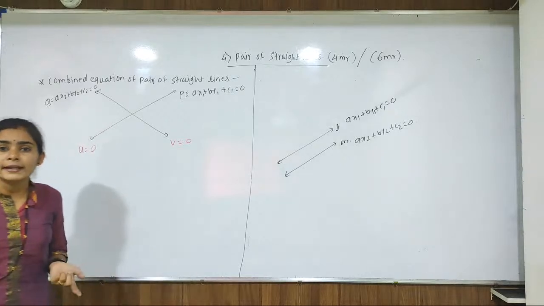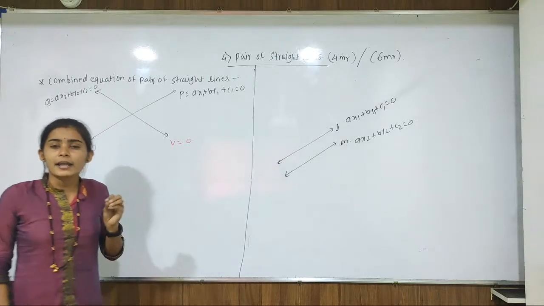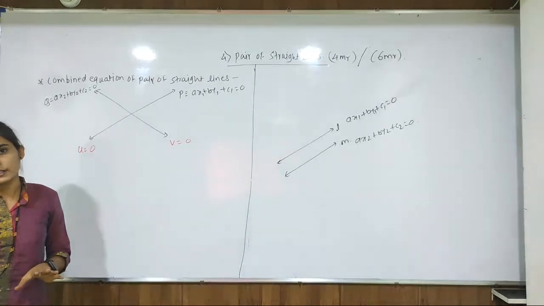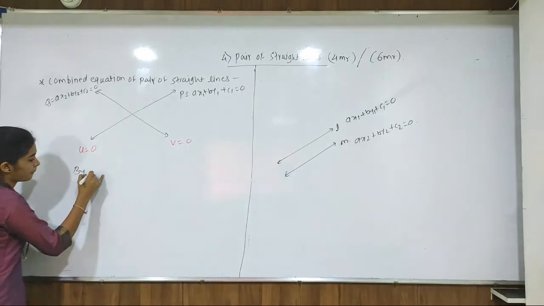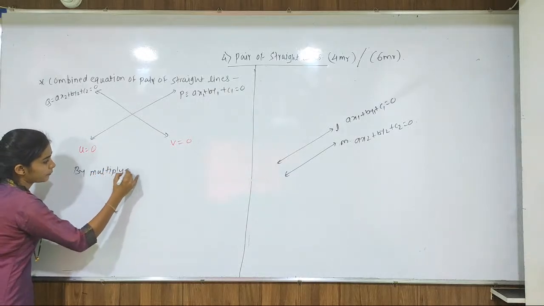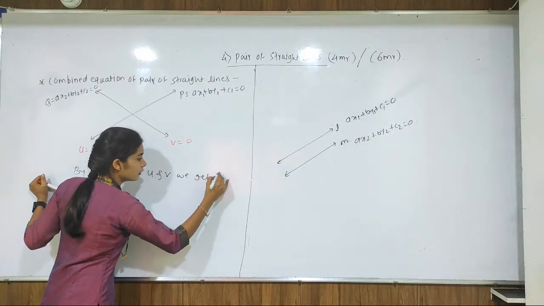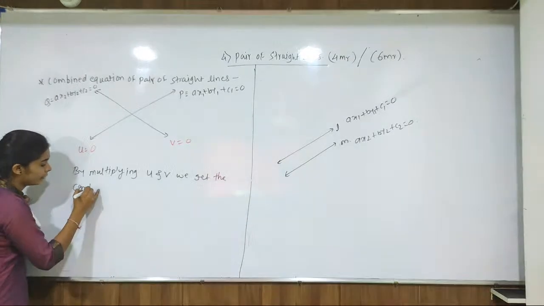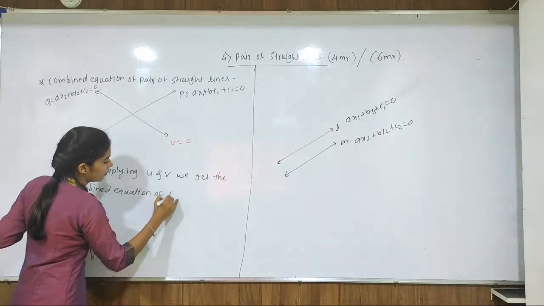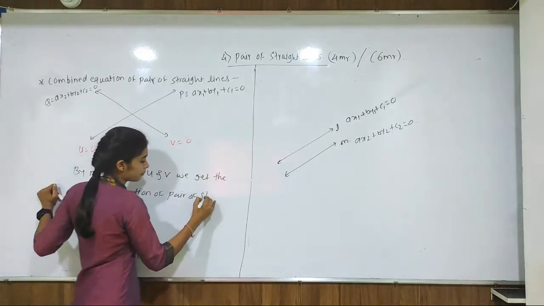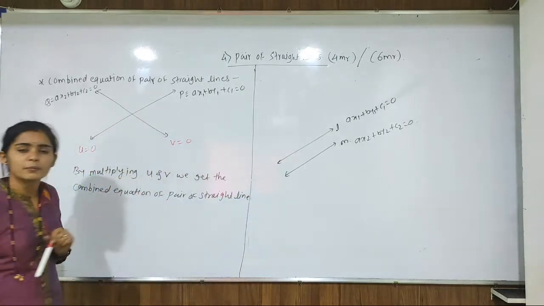To find the combined equation, जर आता आपल्याला combined equation find करायची असेल, there is a very simple method. फक्त काय करायचं आपल्याला u आणि v चे मल्टिप्लिकेशन करायचं आहे. Okay. So by multiplying u and v, we get the combined equation of the pair of straight lines. Okay. It is very simple. खूप सोपं आहे. 4.1 मध्ये सगळे असेच क्वेश्चन आहेत.